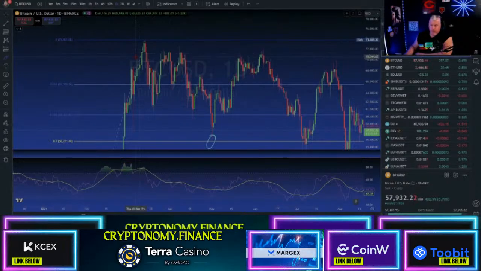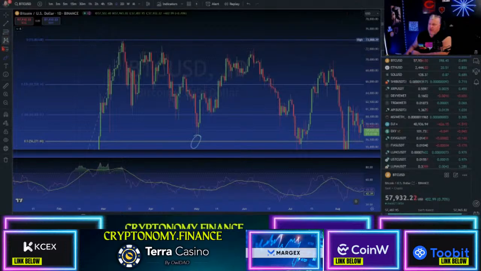Okay. Now, what you can see here is after making this high, by the way, once you've confirmed that high, it's a good time to enter a short, because that usually means that the market is kind of exhausted. Now, how do you confirm that you're at that level?